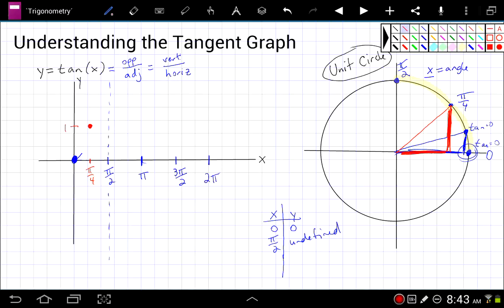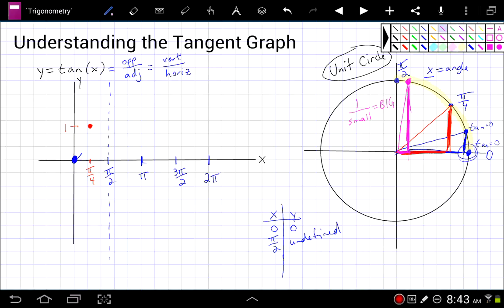Okay, great. Now let's keep going over here. If I get an angle moving close to pi over 2, my reference triangle is a bit hard to draw. Not too bad though. Now we can see that the vertical side is getting close to 1 and my horizontal side is getting very small. So I've got a number close to 1 divided by a very small positive number. That's going to give me a really big positive number.